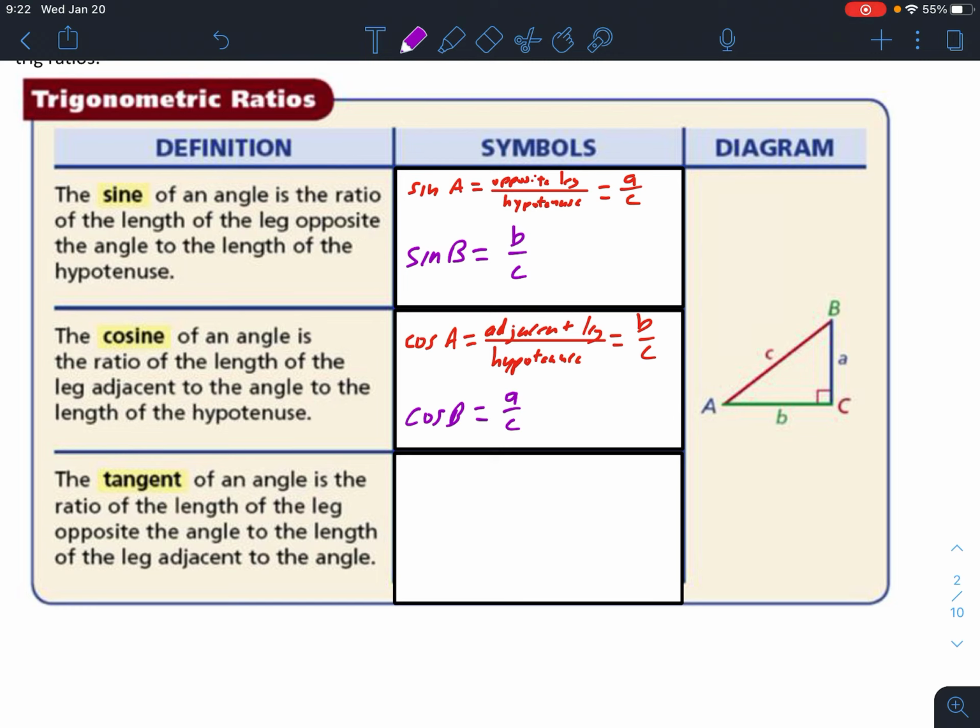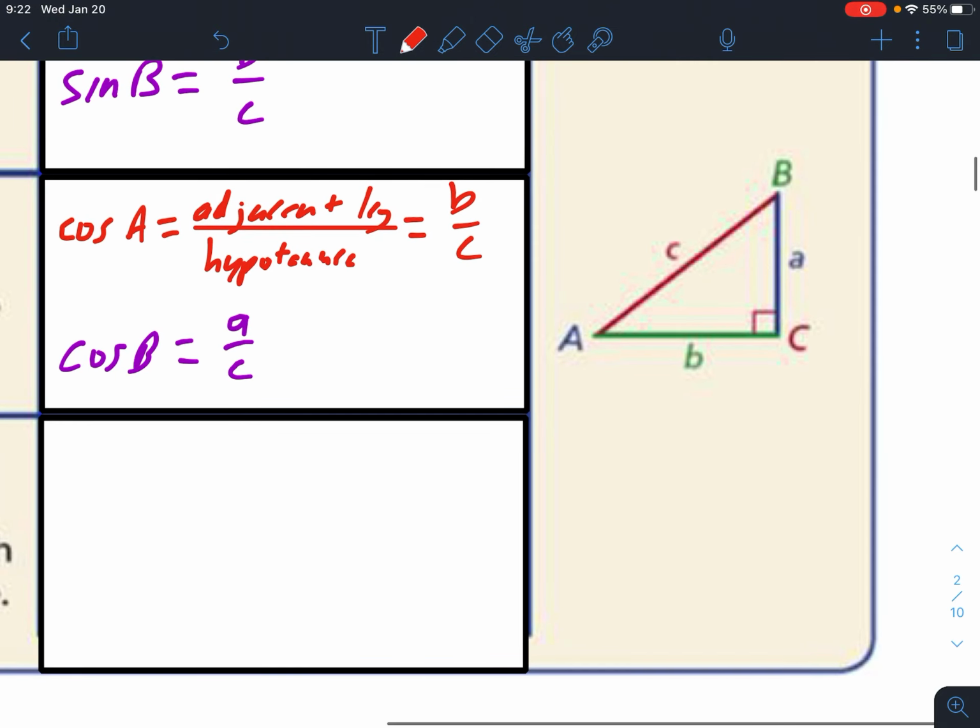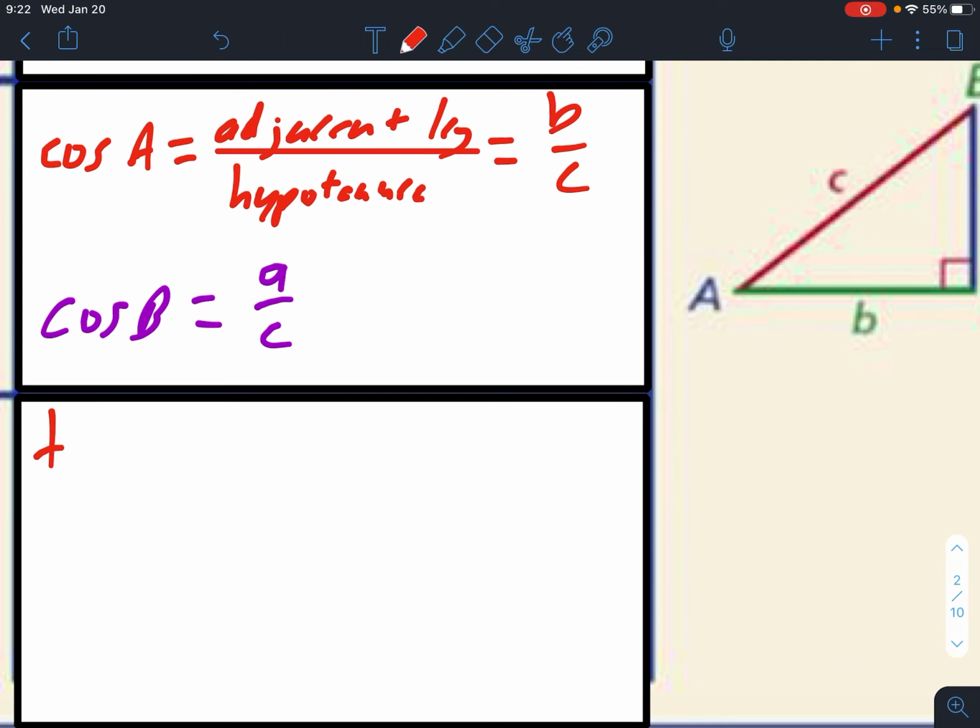Finally, the tangent. The tangent of an angle is the ratio of the length of the leg opposite to the angle to the length of the leg adjacent to the angle. So let's write that down. We would write tangent of A is the ratio of the leg opposite, so the opposite leg, divided by the leg adjacent, so the adjacent leg.